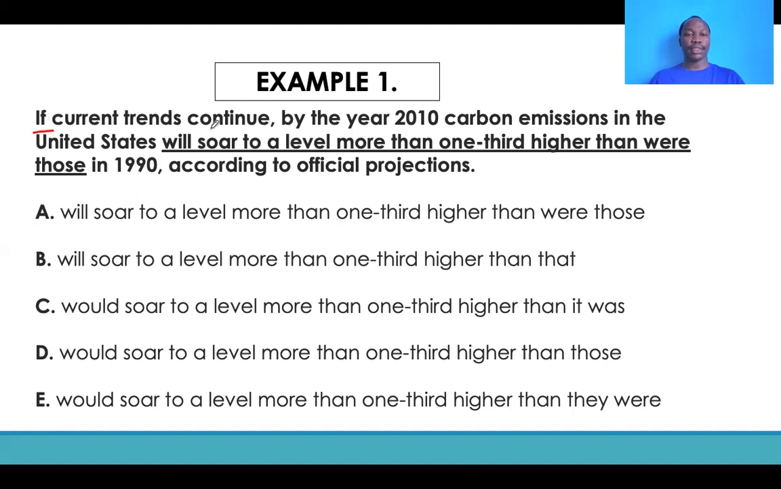So if current trends continue, by the year 2010, carbon emissions in the United States will soar to a level more than one-third higher than were those in 1990, according to official projections. We can already tell this sentence is in the present tense, but is referring to a future date, that is, by the year 2010. So remember, the use of if in the present conditional mood should be followed by will.